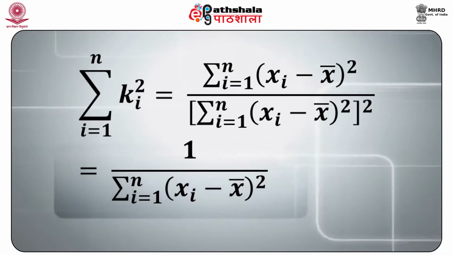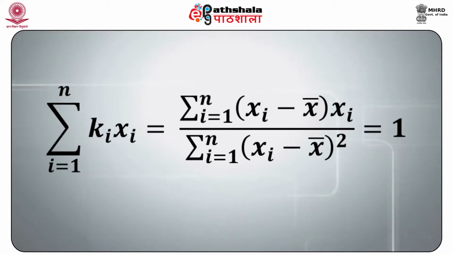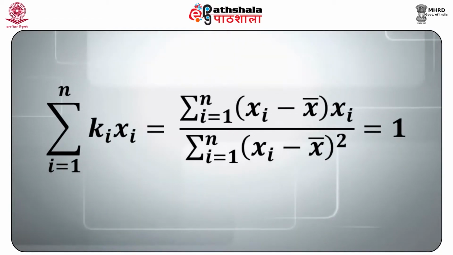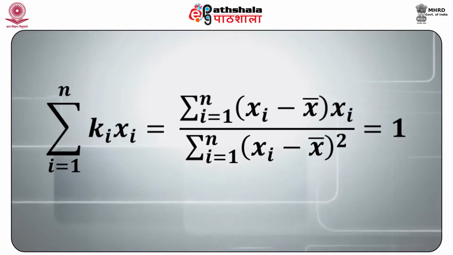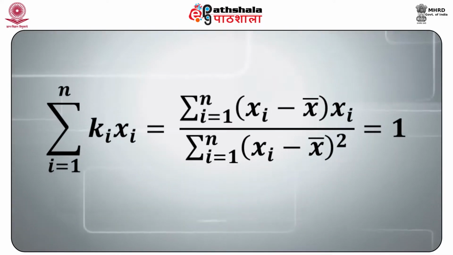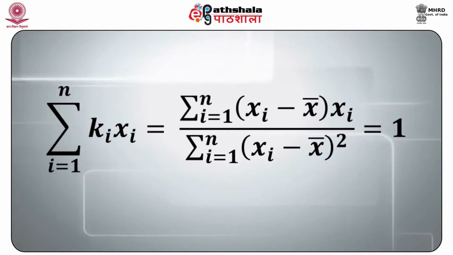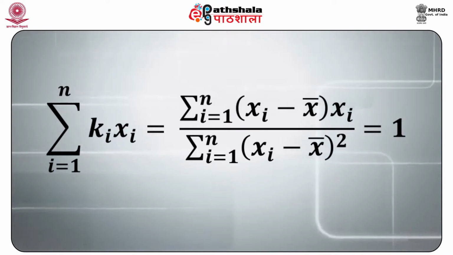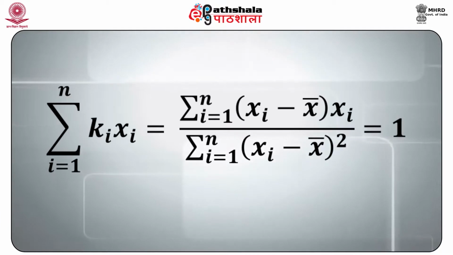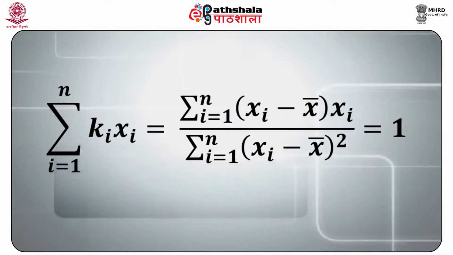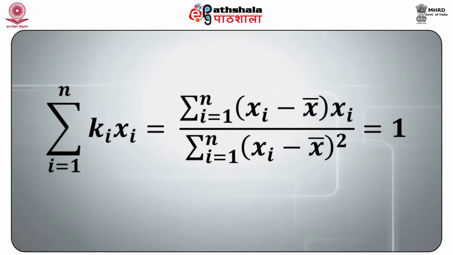The third property is that sigma ki xi is equal to 1, because in the numerator we have sigma (xi minus x bar) into xi, and in the denominator we have sigma (xi minus x bar) square. Now the numerator can be rewritten as sigma (xi minus x bar)(xi minus x bar), which will be equal to sigma (xi minus x bar) whole square, the same as the denominator. So we get the third property: sigma ki xi is equal to 1.